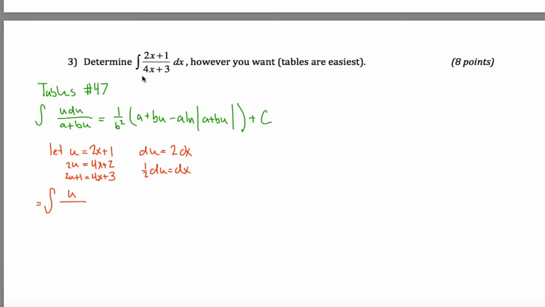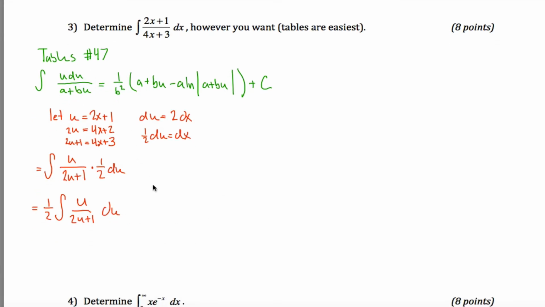And now what I can do is go and rewrite everything. 2x plus 1 is just u. 2u plus 1 is 4x plus 3. And then dx is 1/2 du. So really what I have is 1/2 the integral of u divided by 2u plus 1 du. And now it fits this form pretty nicely. Playing the role of a is 1, and playing the role of b is 2.